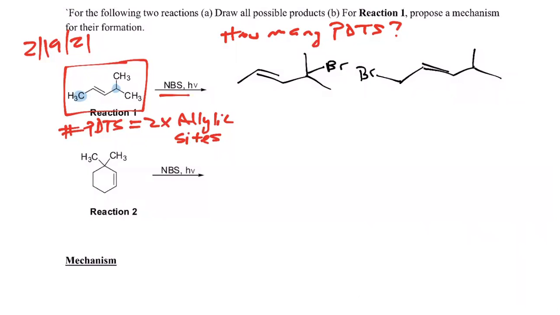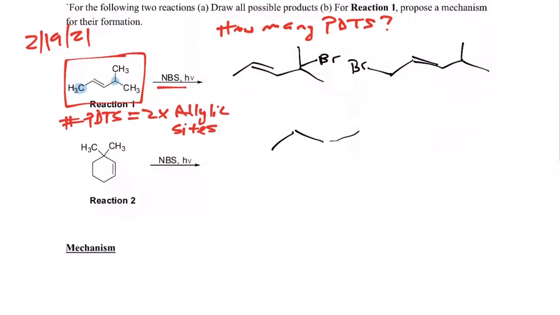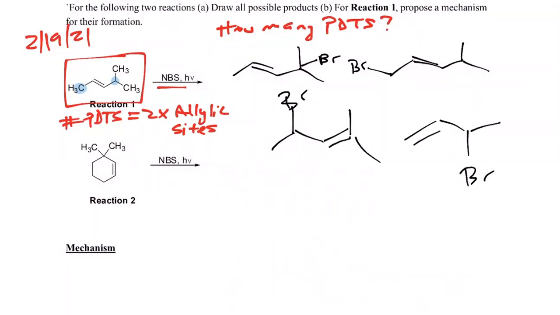All right. So the other allylic product is gonna look like this. We're gonna get a bromine there, and like this. Like that. So we're gonna get all 4 of these.